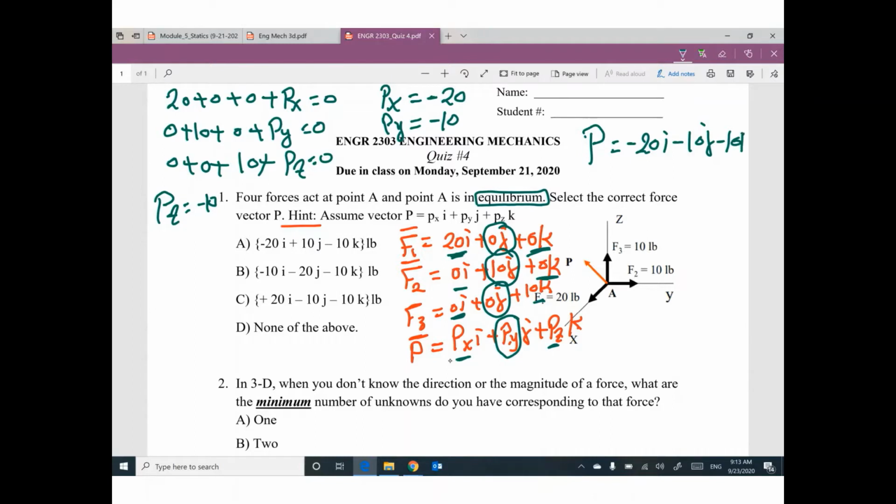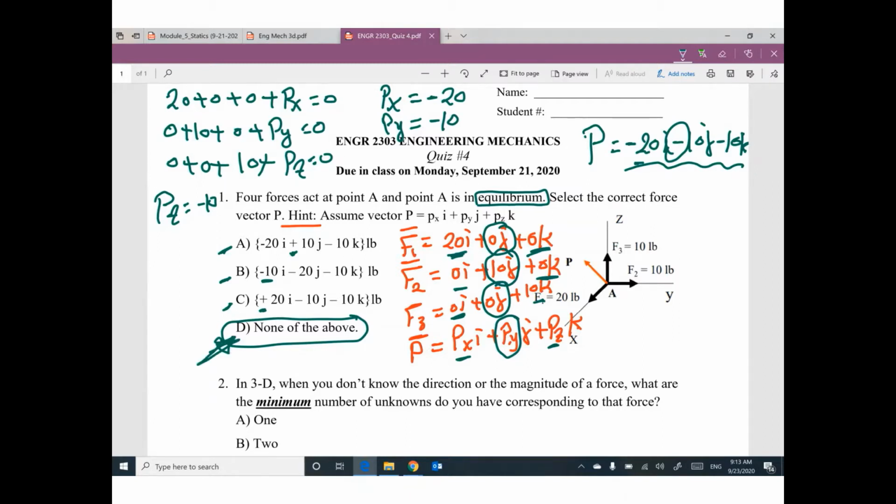Do you have this answer in A or B or C? No, we don't have these answers. For the first one, this one is positive, but the actual answer is negative. For the second one, this one is negative 10, but this one is negative 20. The third one, this one is positive, but we are looking for negative. So none of them. We need to do some calculations.